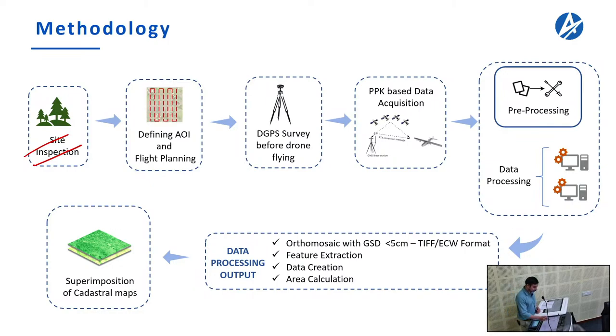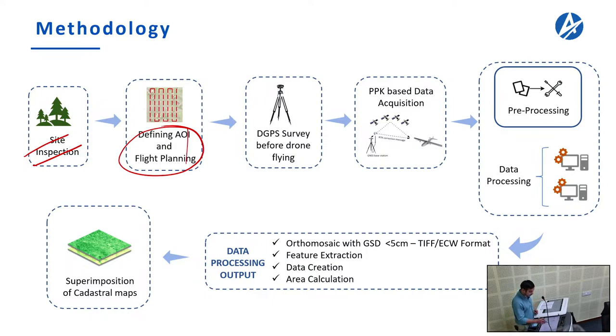Then you have to define the parameters. According to the scope, if you want to generate the 2D data sets, then what overlap and side lap you need to take, the entire mission planning will be there.